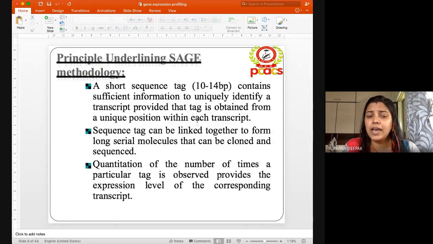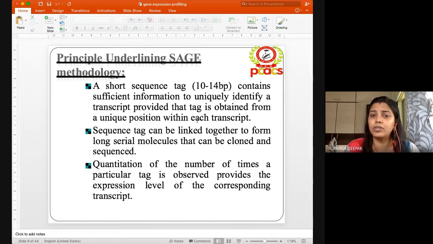So let us understand the principle behind this SAGE methodology. As I was saying, short sequence tags, your 10 to 14 base pair tags, contain sufficient information to identify a transcript uniquely, because they are going to be unique for that particular mRNA, provided that the tag is obtained from a unique position within each transcript. So sequence tags can be linked together to form long concatamers.